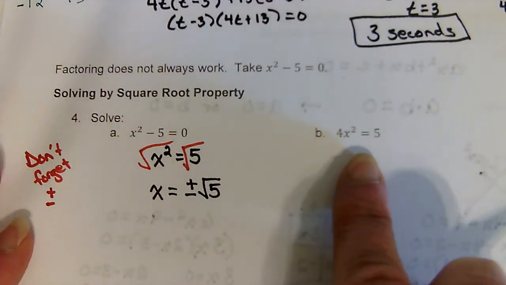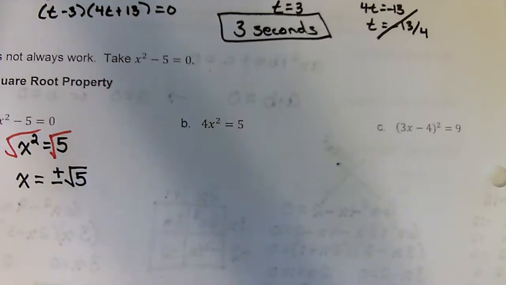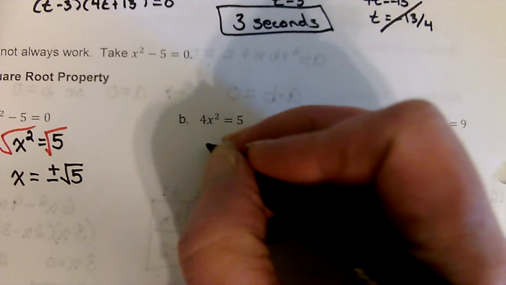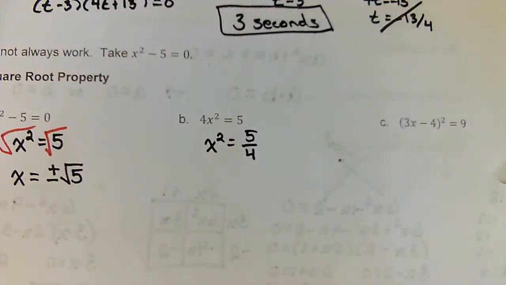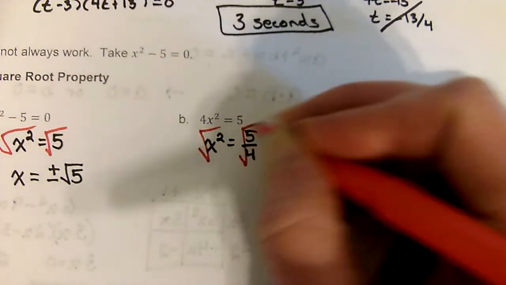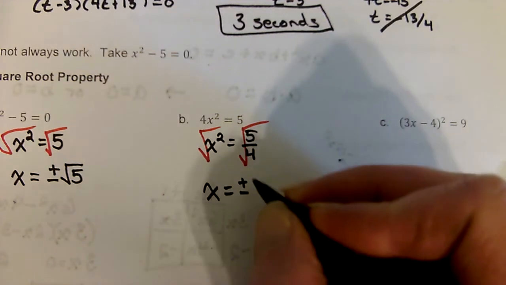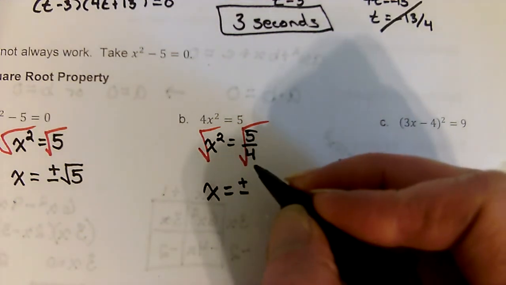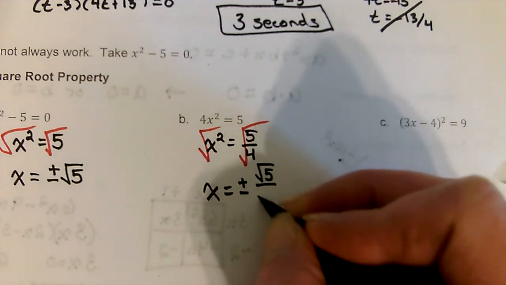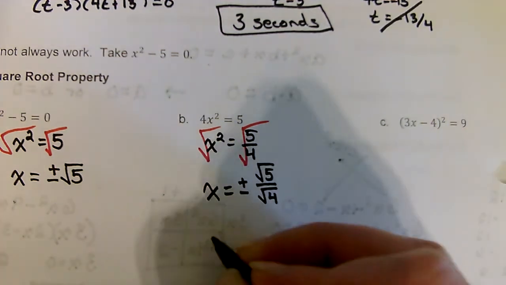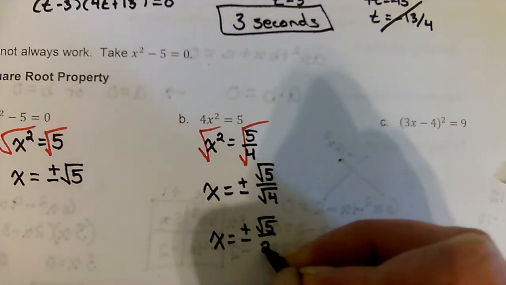Now let's see how we could get this one where it'd be easy to work with. Well, we would need the something squared all by itself, so we need to divide by 4. Now, square root both sides. Don't forget the plus or minus. And if I'm taking the square root of a fraction, I can really take the square root of the numerator over the square root of the denominator. I can break it up like that. It's okay. And so I end up with the square root of 5 over 2.